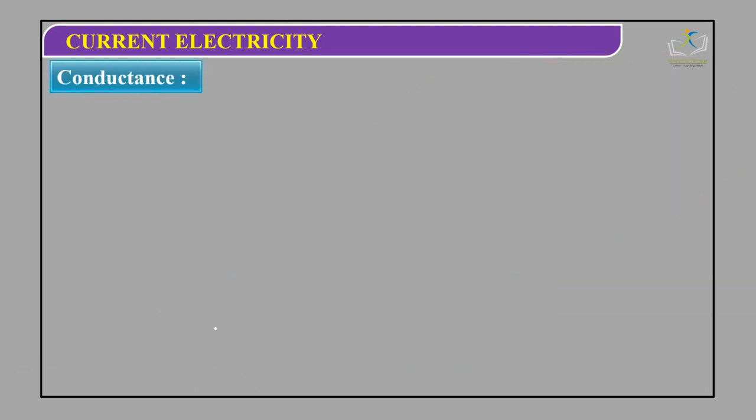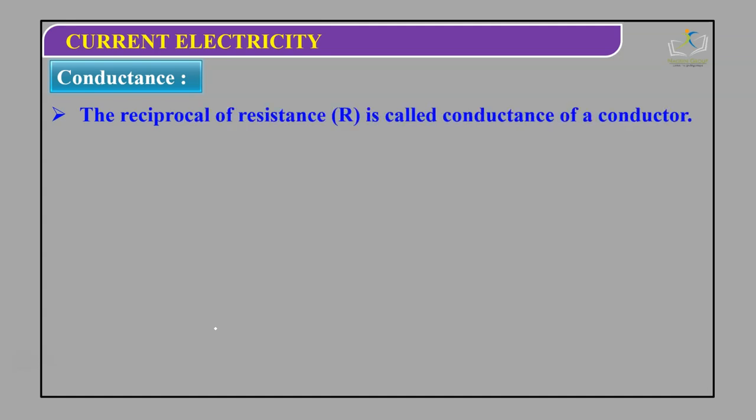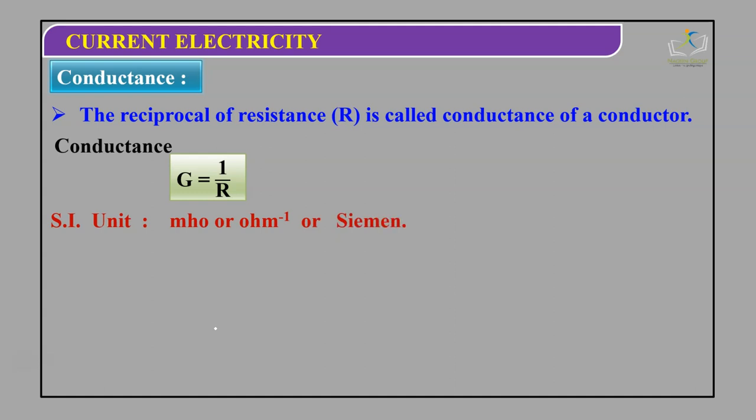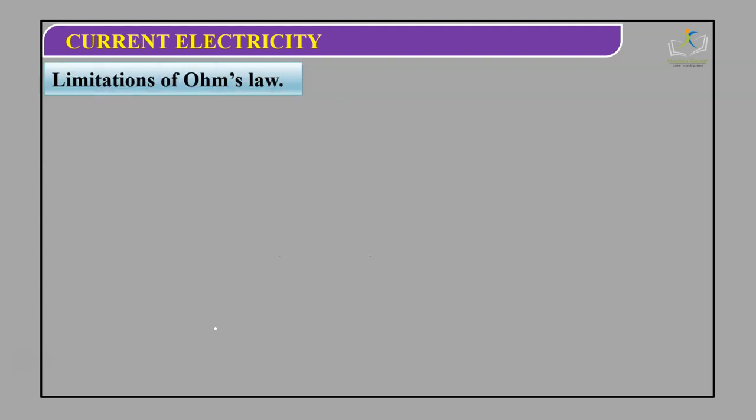What is the meaning of conductance? The reciprocal of resistance is called the conductance of the conductor. That means conductance G is equal to 1 by R. The SI unit of conductance is mho or ohm inverse or siemens, and the dimensional formula is M^-1 L^-2 T^3 A^2.